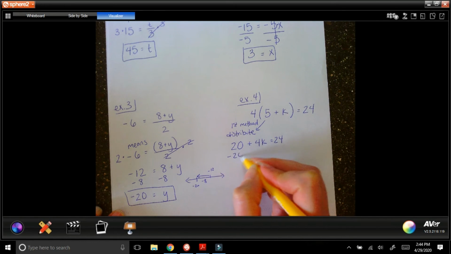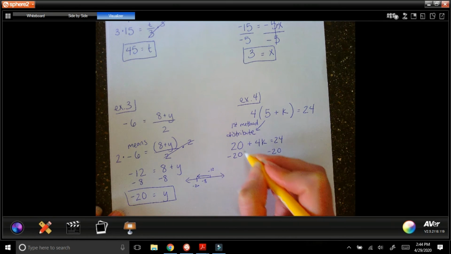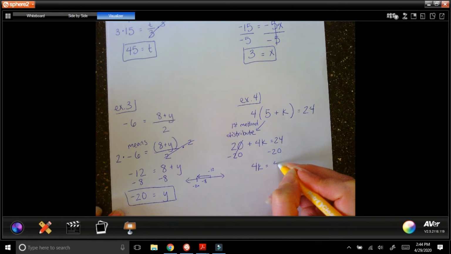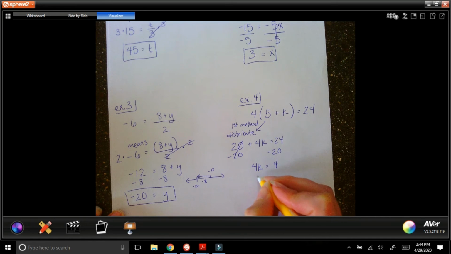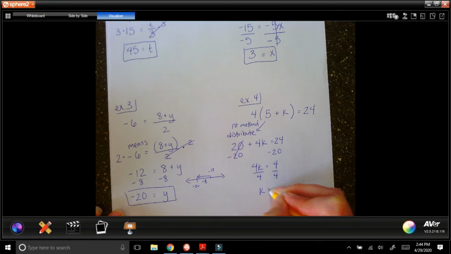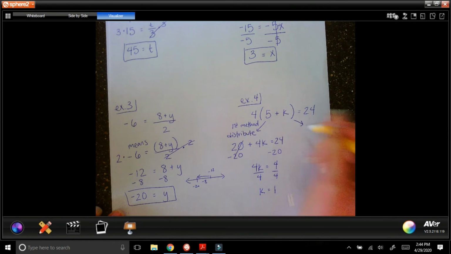And then you can subtract 20. So 4k equals 4. And then you divide each side by 4. So k equals 1.